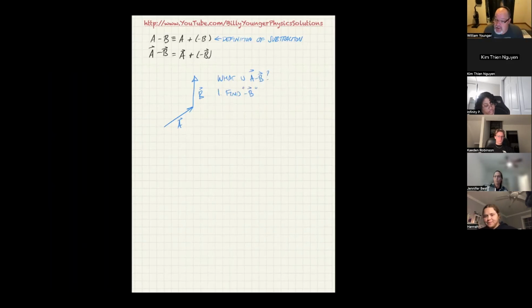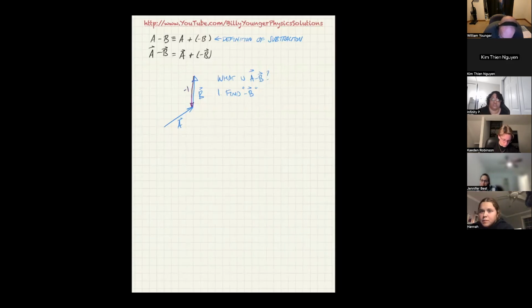So you're not going to change its size at all, but you are going to change its direction. So what I'm going to do is flip colors, and I'm going to say this is negative B, but that's in a formation that we're not familiar with. That's 2 vectors that are head to head. We've talked about head to tail and tail to tail, but not head to head. So I'm going to use that other rule that allows me to slide that vector along this vector.